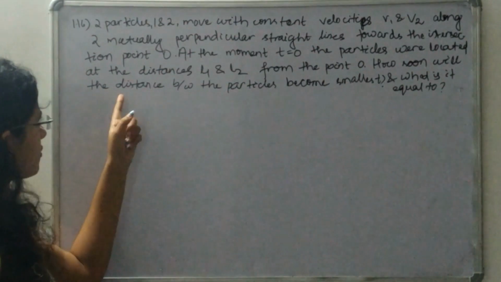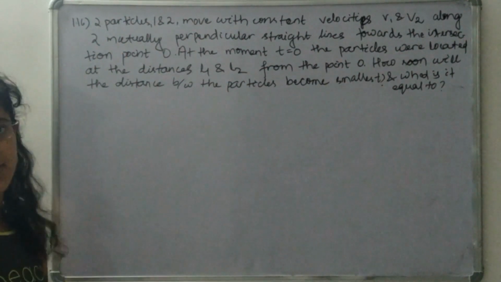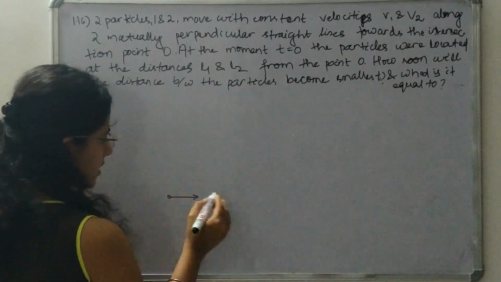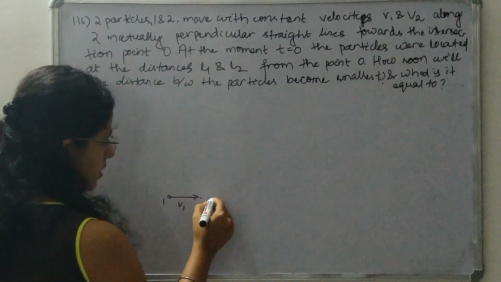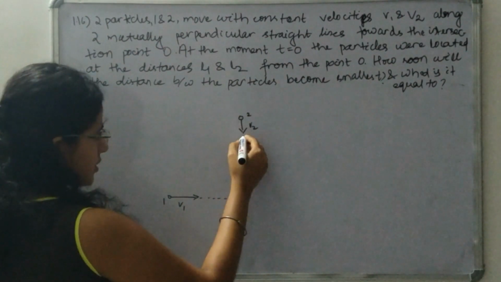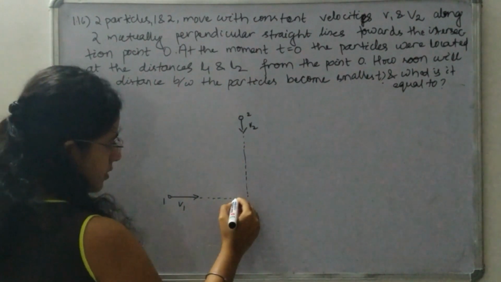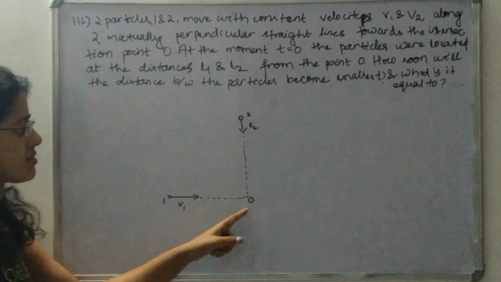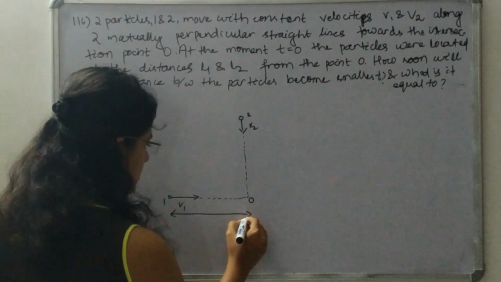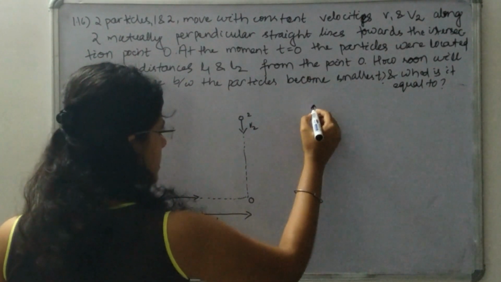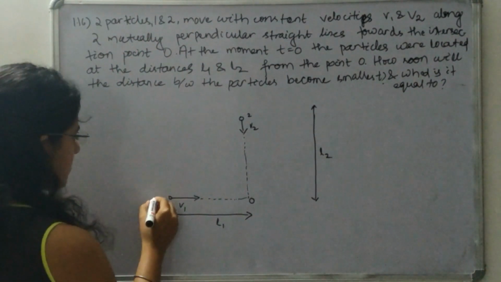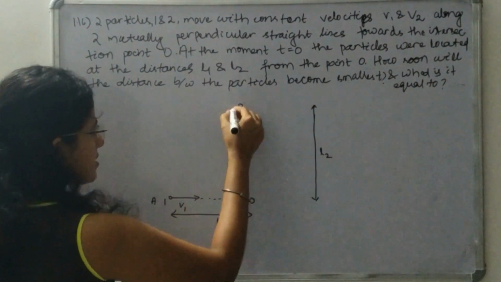Next, to find the smallest distance between these two particles, we have to analyze the question again. That is, the first particle is moving in this direction with velocity v1, and the second particle is coming in this direction with velocity v2. They are heading towards an intersection point O. Initially, this distance is L1 and this distance is L2. Let us name it A, this is O, and this is B.